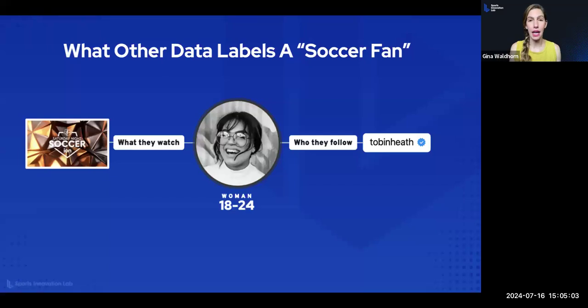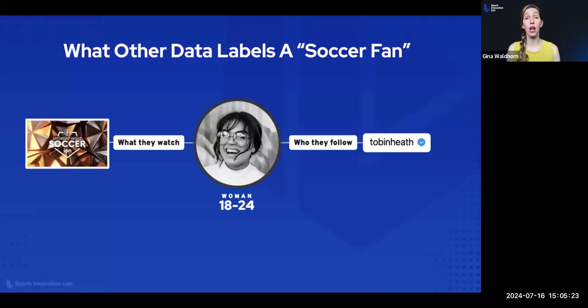So how does that come to life? Well, today when you go out and buy, for example, a soccer fan audience, it's going to be anchored in maybe they're watching some NWSL on Saturday night on ION. Maybe it's got social media cookie data in there. They follow Tobin Heath, and broadly, you know the demographics of this individual.